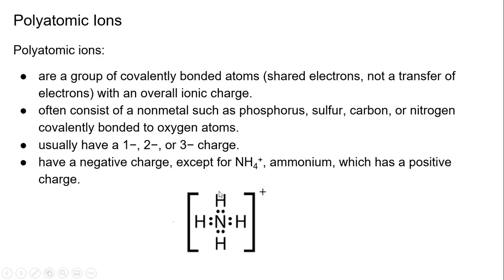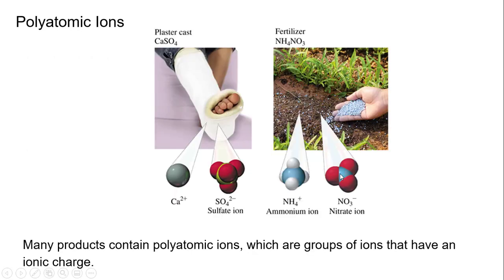So they often consist of nonmetals. So all of these are nonmetals here. And they're bonded covalently. And the other ones we're going to deal with a lot are bonded to oxygen. But in this one, it's not. It's hydrogens and a nitrogen. And this is a +1 charge. So the rest of them are going to be one of these charges. So this is the only one that has a positive charge, and this is ammonium. So this is an ammonium ion.